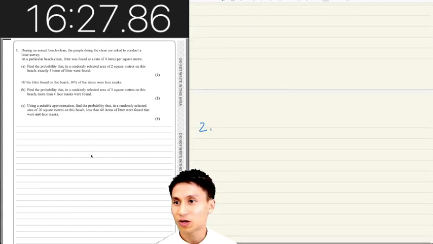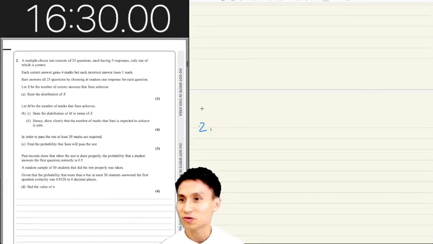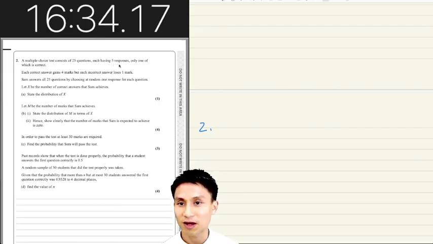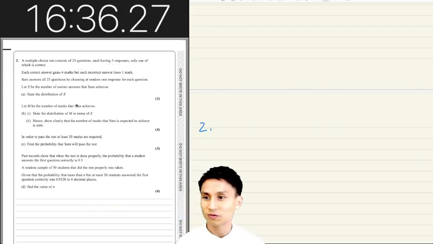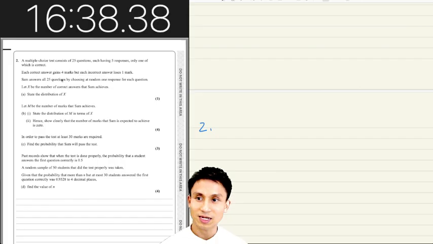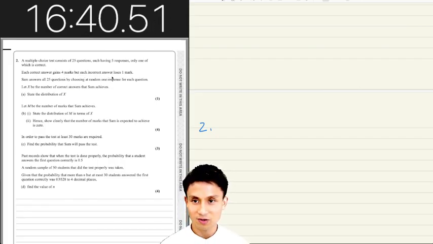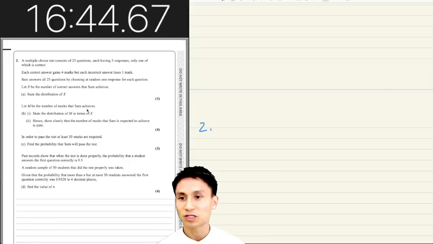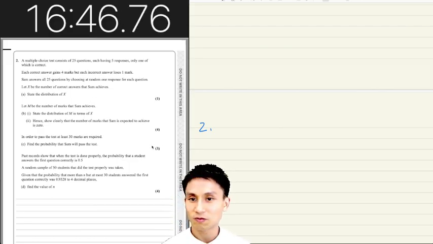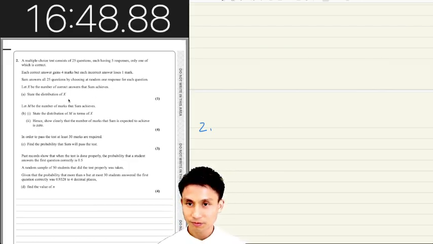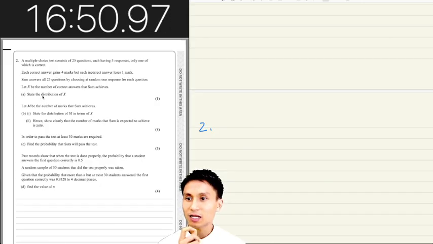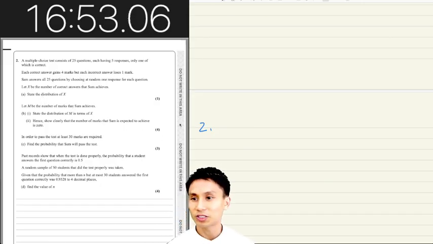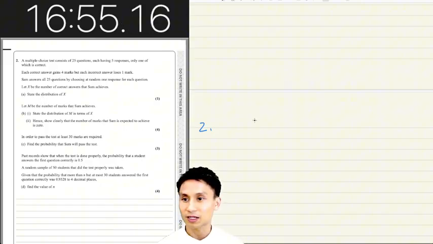Okay, number 2. I hope it gets easier towards the end. A multiple choice test consists of 25 questions, each having 5 responses, only one of which is correct. Each correct answer gains 4 marks, but each incorrect answer loses 1 mark. Sam answers all 25 questions by choosing at random 1 response for each question. Let X be the number of correct answers that Sam achieves. Find the distribution of X.